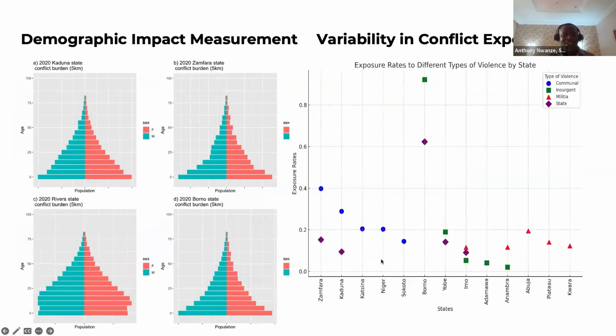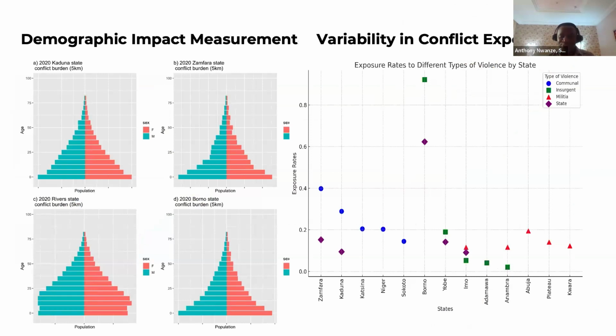Now, I'll be looking at the demographic data. I'll be looking at the ACLED conflict exposure measure, the demographic impact measurement, and the variability in conflict exposure. Data on the number of people affected by age and gender allows for precise identification of those at risk. This information is crucial for crafting targeted support mechanisms.